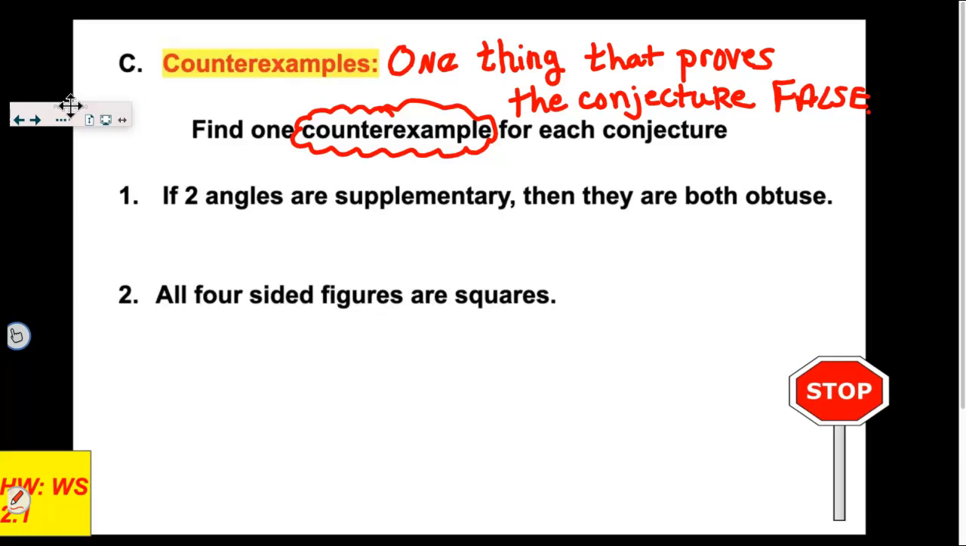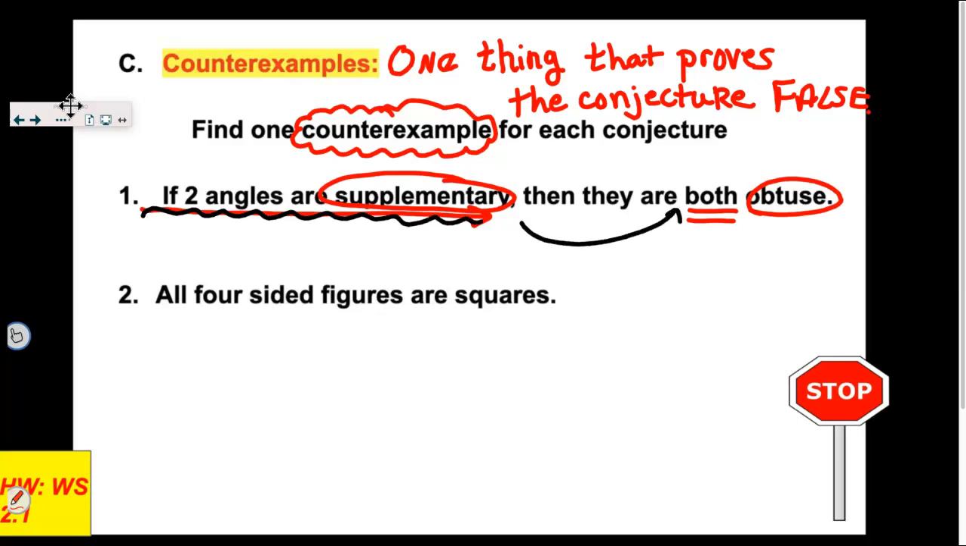Okay? So, one thing. So here's my conjecture. If 2 angles are supplementary, I need to know what that means from first chapter, which means they add up to 180. Then they are both obtuse, and remember obtuse means greater than 90, which means I need to find 2 angles that are supplementary. So I have to meet the if part. So I'm going to say, okay, I've got 2 angles that are supplementary that aren't both obtuse. That's called a counterexample. So here's 2 supplementary angles.